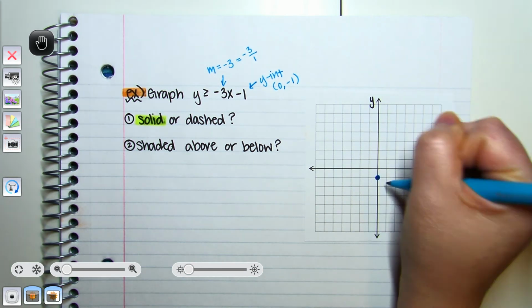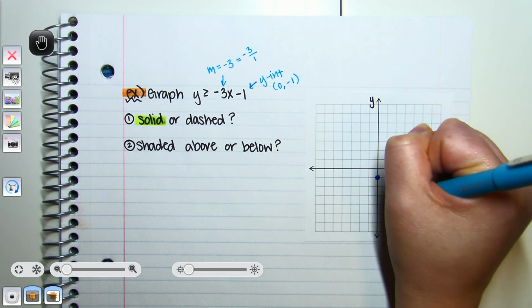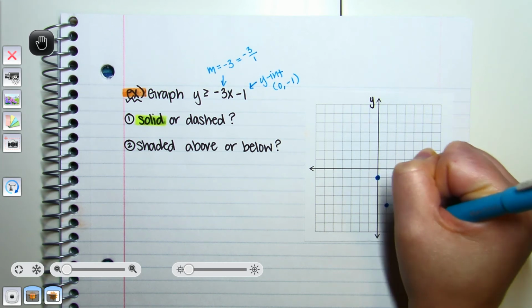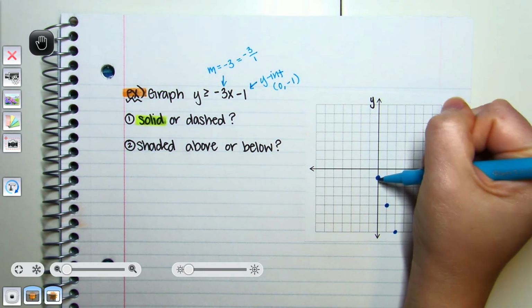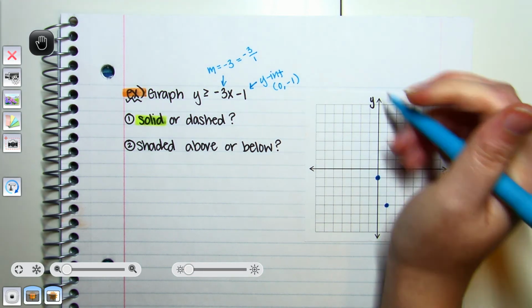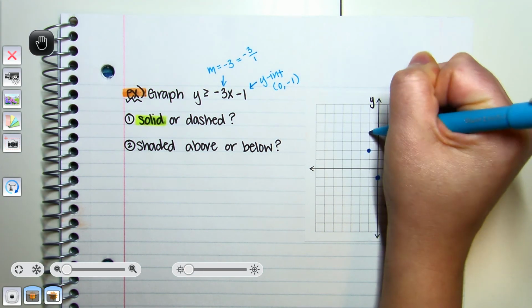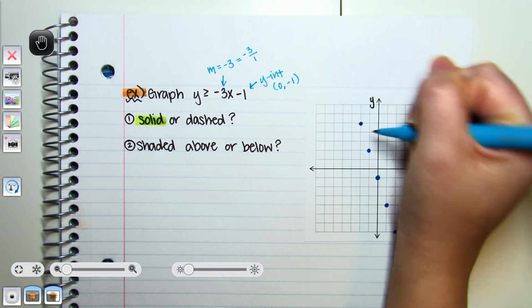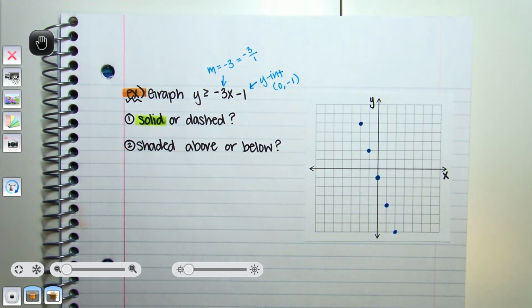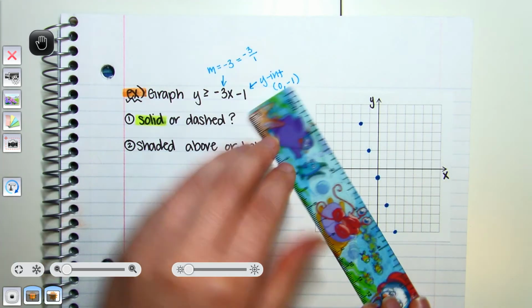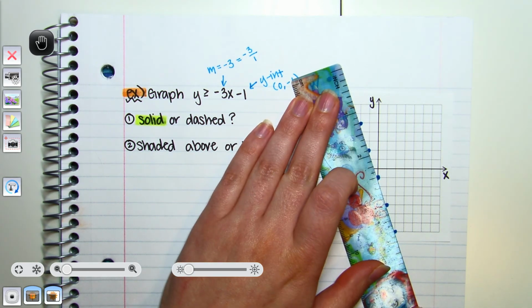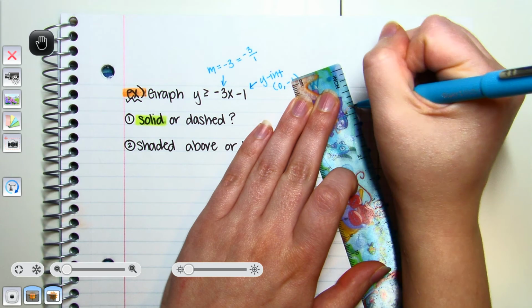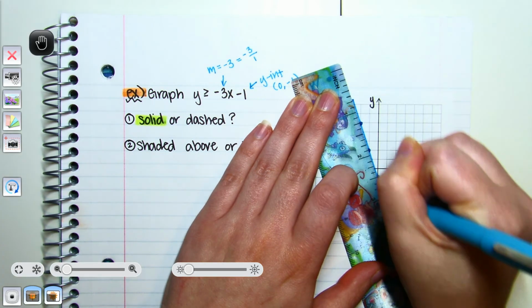And then I can either go down 3 to the right 1, down 3 to the right 1, or I can make the 1 the negative number. So I go up 3 to the left 1, up 3 to the left 1. And remember, I just want you to have at least 3 points, because if you only have 2, it's really easy to draw your lines so that it's not going through the 2 points correctly. So again, this is a solid line.